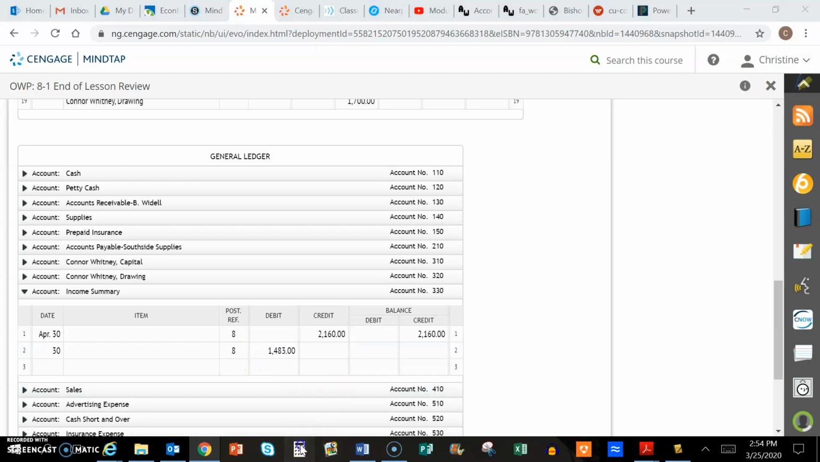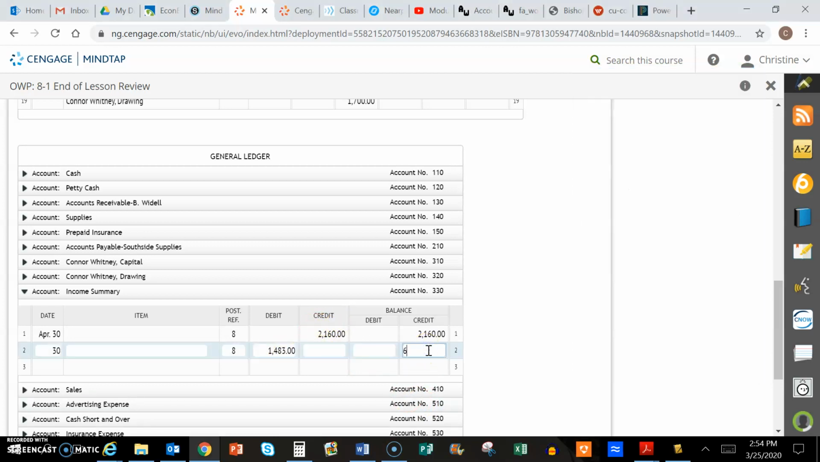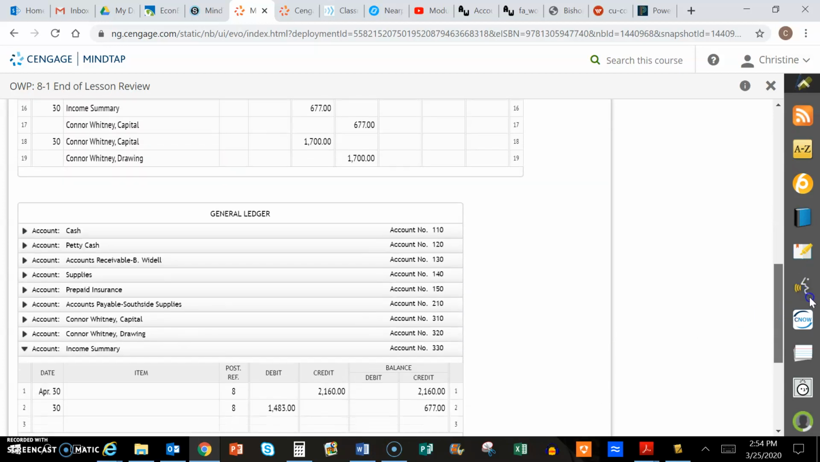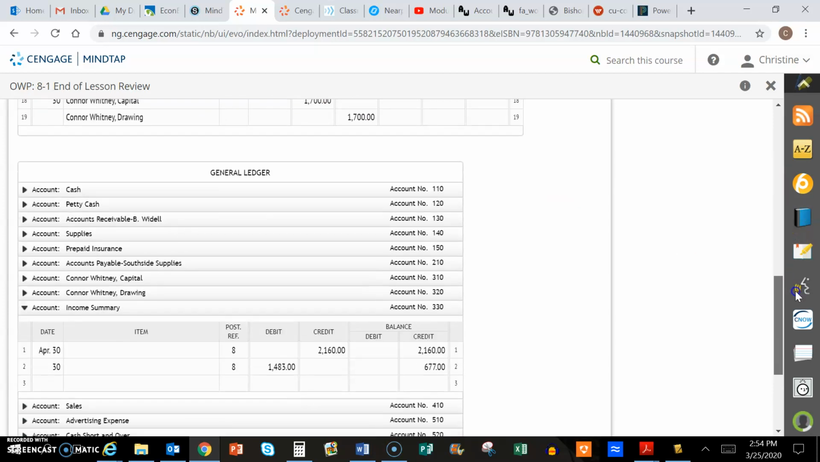So when I do the math, I got 2160 minus 1483. That's a balance of 677. Since this credit is higher than this debit, it stays as a credit balance. That 677 should also sound familiar because it was the net income of this worksheet. So I'm going to bring my 330 back up to my journal. Then you're going to go down and do the same thing for each of your expenses.